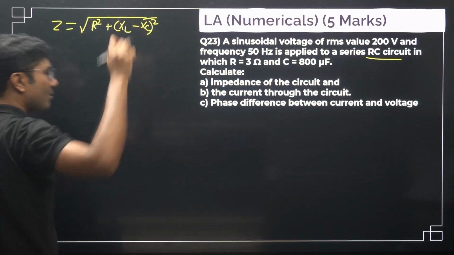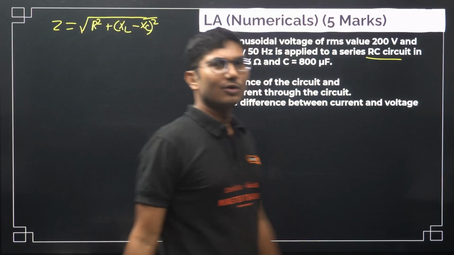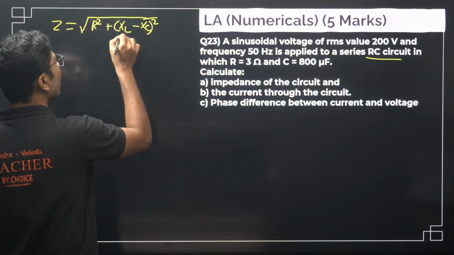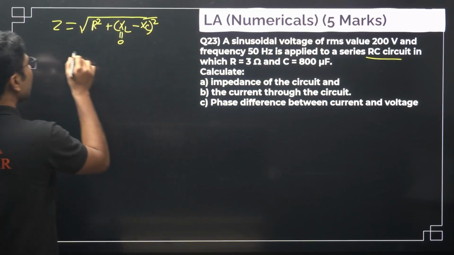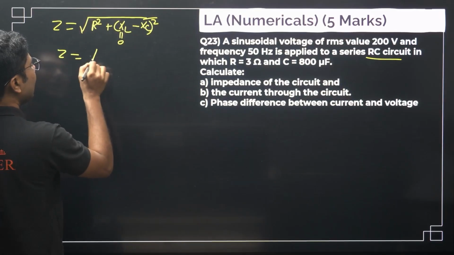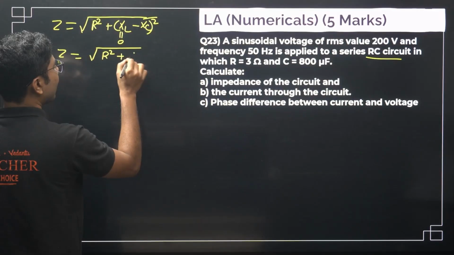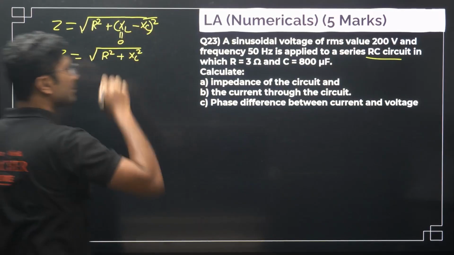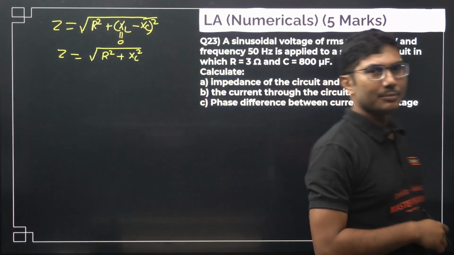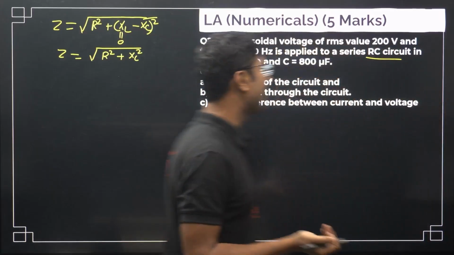This is the formula for impedance. Now here no L is involved, so no L involved means XL will be 0. So impedance is nothing but simply the square root of R square plus XC square. If you just put XL equals 0, you will get the impedance in this case. So you have to just simply calculate XC.